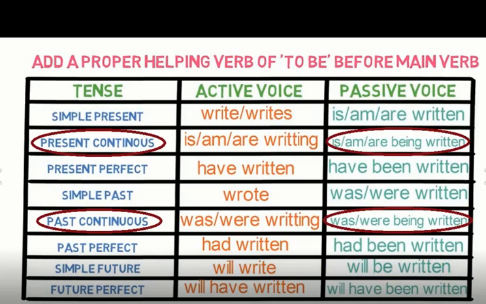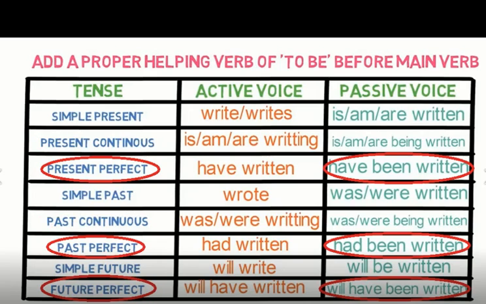Okay, and look at present continuous, past continuous. Here is or am or are being written, and in past continuous was or were being written. So being is used to give the same continuous meaning as given in the active voice. To show the continuous form in passive also, we have used here being written.